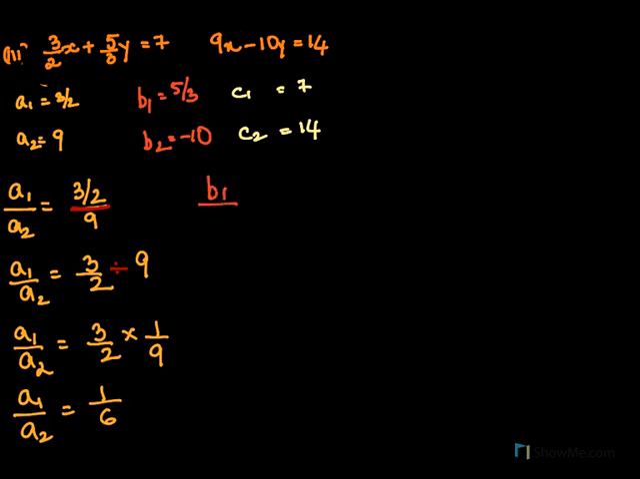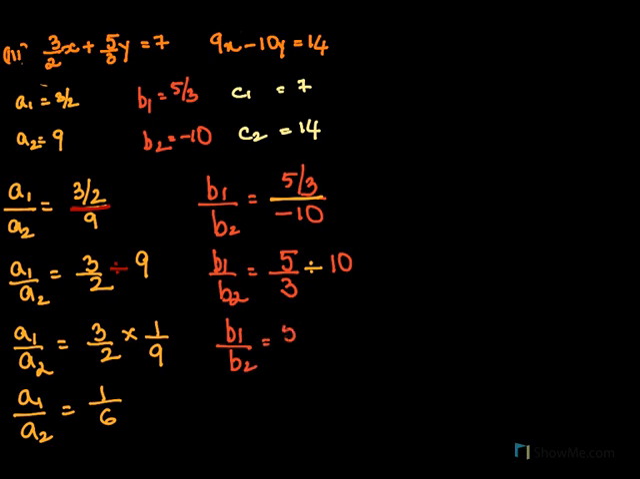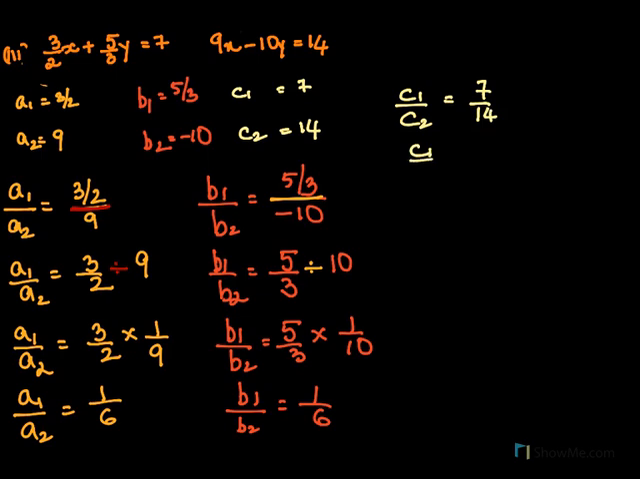We go ahead and find B1 by B2. Your B1 is 5 by 3, your B2 is minus 10. So B1 by B2 will be 5 by 3. Now see, where's the division at this point? It is divide by 10 here. So B1 by B2 equals 5 by 3, and the division changes to multiplication, you take the reciprocal. After reducing, you get 1 by 6. And the last is C1 by C2, that is 7 by 14. So C1 by C2 is 1 by 2.